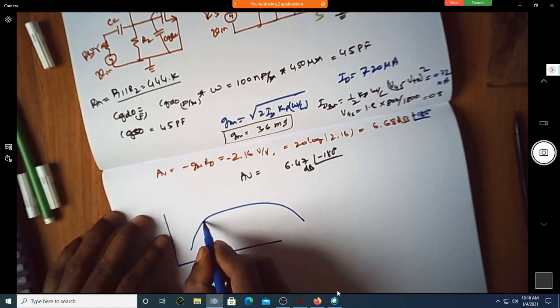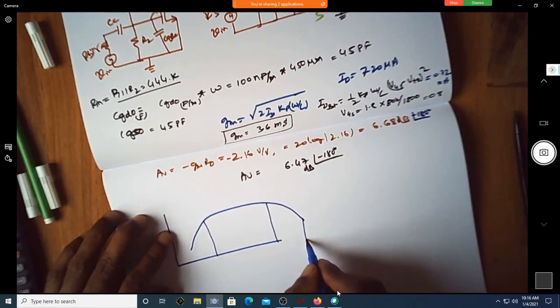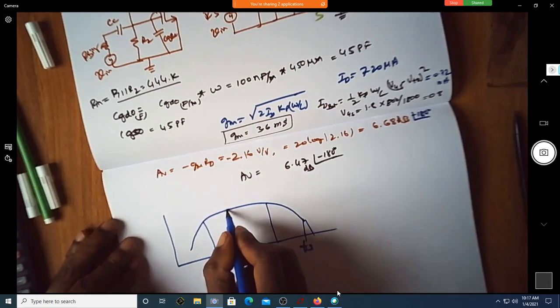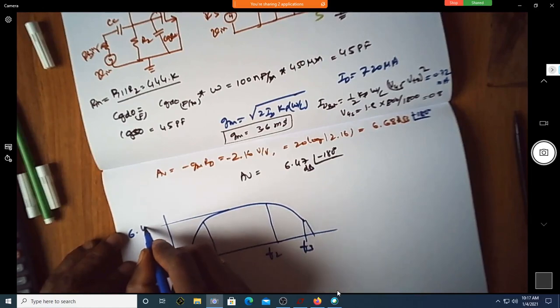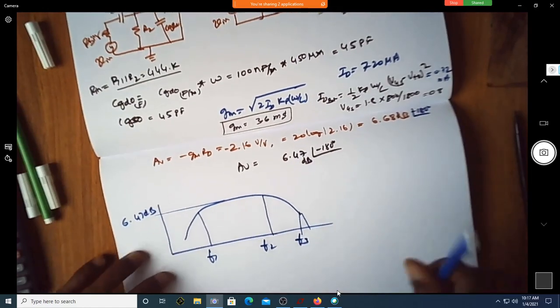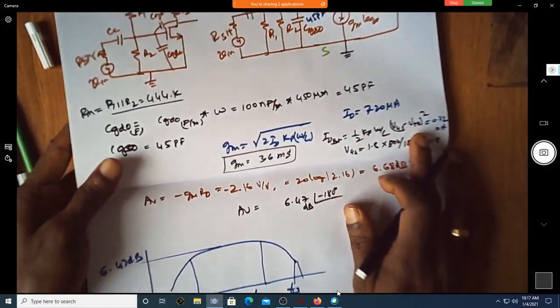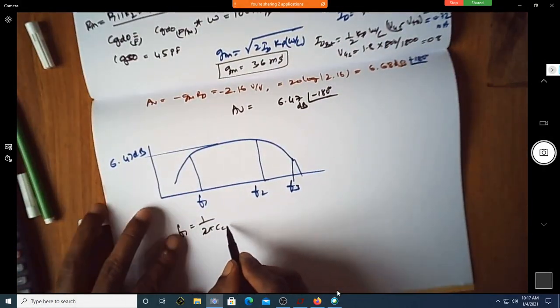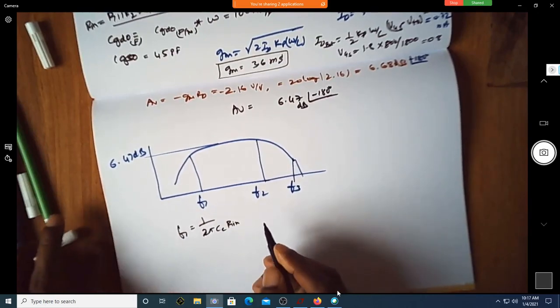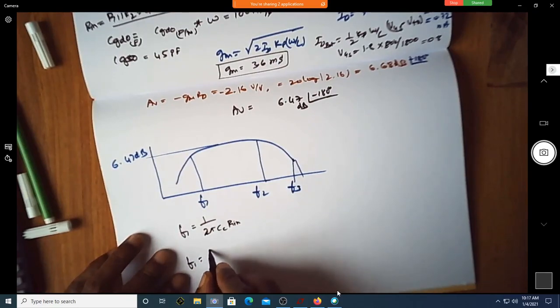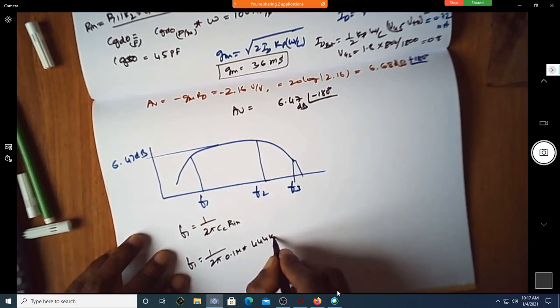Let me just say there is one more change in cutoff frequency. This is F1, F2, F3. How much is this? Is it 6.47 dB? What is the value of F1? Is it equal to 1 over 2 pi, and which are the values you are considering? Is it Cc into Rin? Am I correct? Then what is the value of F1? 1 over 2 pi, Cc is 0.1 micro, Rin is 444 kilo ohms.